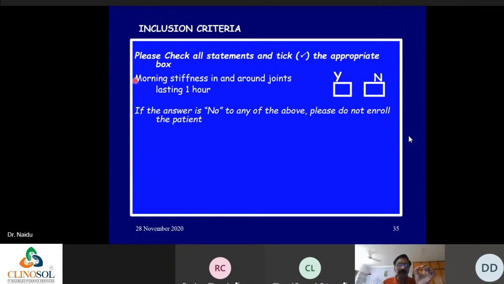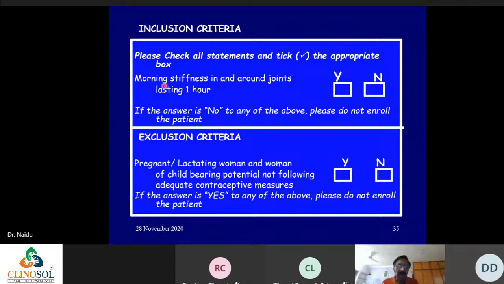Suppose he says no, that means the patient is not having active rheumatoid arthritis. I need not include him in the clinical trial. Coming to exclusion criteria: pregnancy, lactation, childbearing potential, all these things are there, and I want to exclude them. Again, I will find out, and if they say yes, I cannot include.